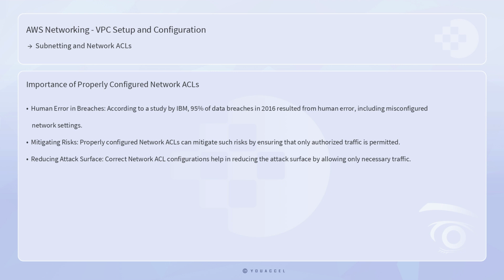Statistics underscore the importance of meticulously configured network ACLs. According to a study by IBM, 95% of data breaches in 2016 resulted from human error, including misconfigured network settings. Properly configured network ACLs can mitigate such risks by ensuring that only authorized traffic is permitted, thereby reducing the attack surface.